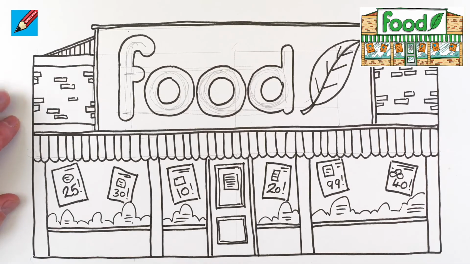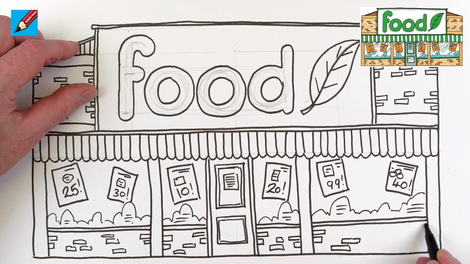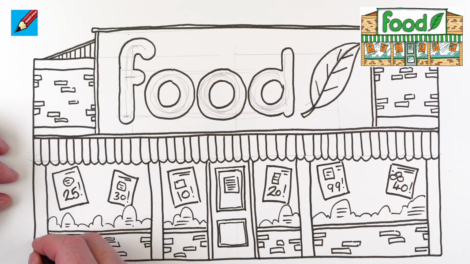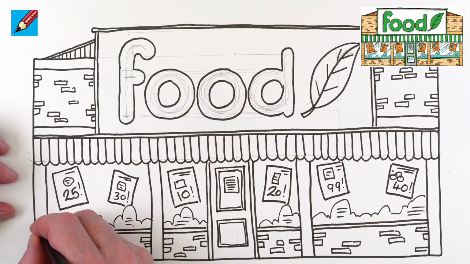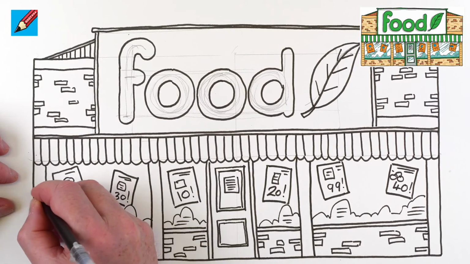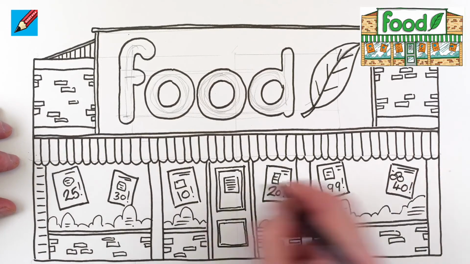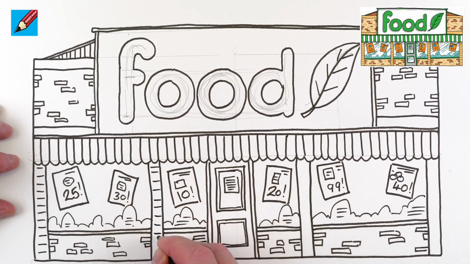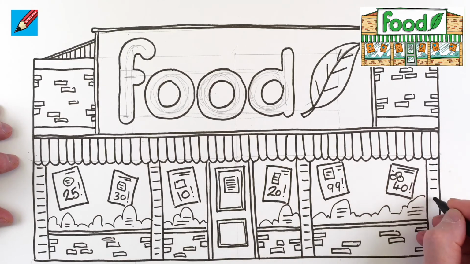Now, all we need to do is let's put some more brickwork in along the bottom there. And we can just do things like that. And another one like that. And I think just to make it look a bit more interesting, we're going to put some little marks up here, which can be all sorts of things, couldn't they? But it just makes it look that little bit more interesting.